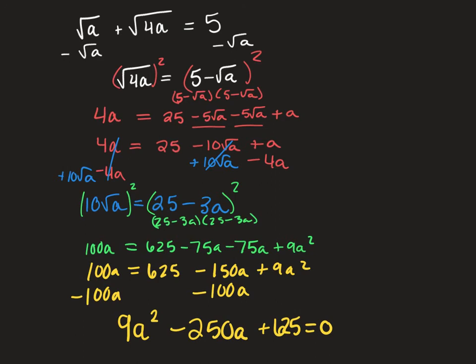So then for the quadratic formula, we have a is 9, b is negative 250, and c is 625. I think I'm going to do the quadratic formula on another slide. So again, we're going to use the quadratic formula.